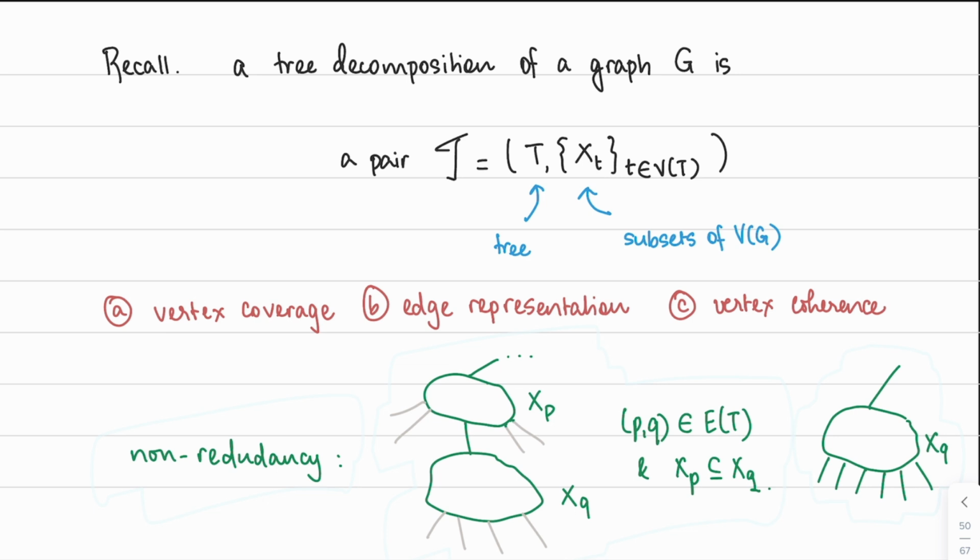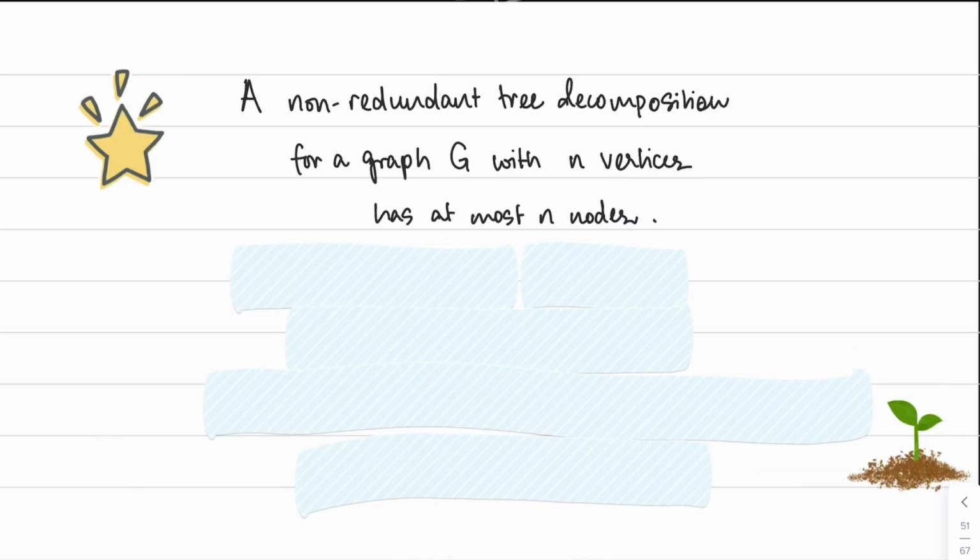The question I want to talk about right now is, why are we interested in performing this operation? How does it help us? So our claim is that if you have a tree decomposition which is non-redundant, which is to say that you took all of these redundant pairs XP, XQ and eliminated the smaller bags just as we discussed, then the tree decomposition that you're left with, the one that's now called non-redundant, will have at most n nodes, where n is the number of vertices in the graph G.